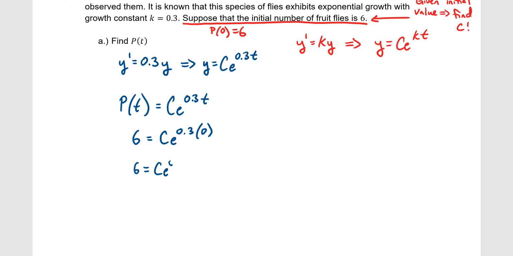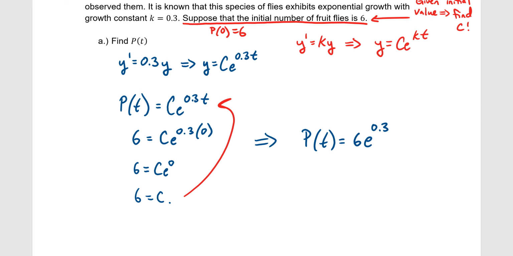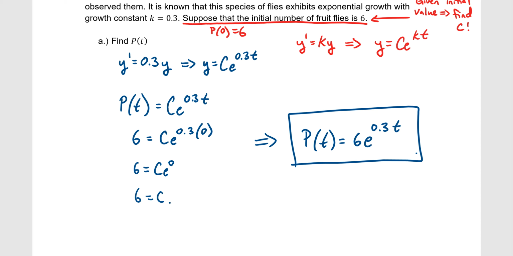This is going to be c times e to the 0 on the right. e to the 0 is just 1, so we get c equals 6. So that gives us our constant c. So now we can go ahead and plug that back into here. That's going to be p of t equals 6 times e to the 0.3t. Okay, so anytime you are given some sort of initial condition, this initial value, then we can find c, and you plug in that value for c, and then you get your function answer.